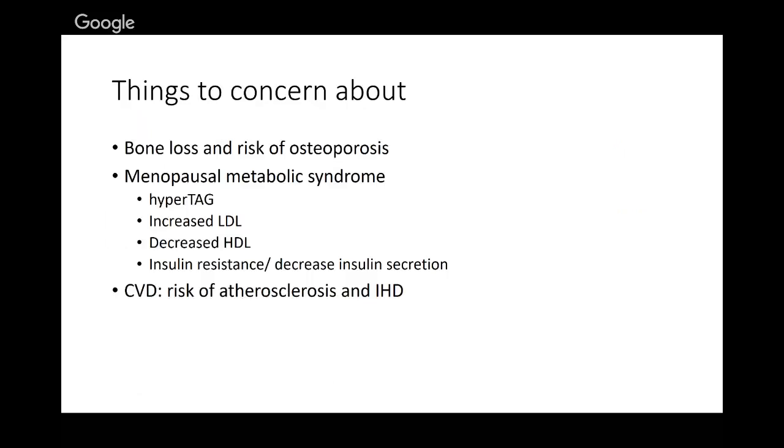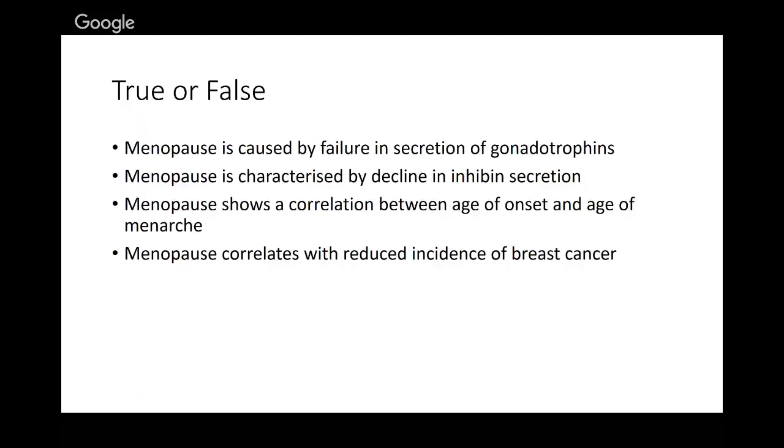Okay, but with menopause, the main thing to be worried about, three things. First, bone loss and osteoporosis. Second, the metabolic syndrome, so high cholesterol, high LDL, low HDL, insulin resistance, and the risk of diabetes. And lastly, cardiovascular problems, so risk of atherosclerosis and ischemic heart disease. Those are three things you need to worry about. Okay, so quick question.